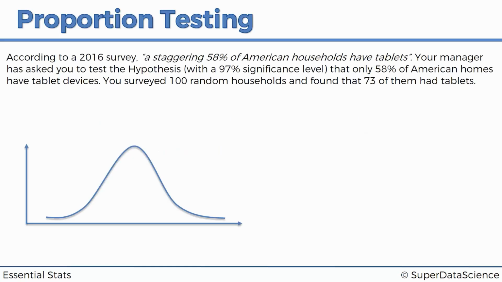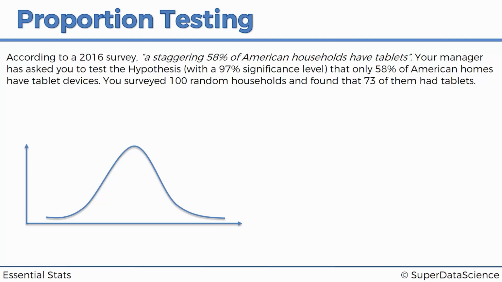A new business challenge again. According to a 2016 survey, a staggering 58% of American households have tablets. Your manager has asked you to test the hypothesis with a 97% significance level that only 58% of American homes have tablet devices. You surveyed 100 random households and found that 73 of them had tablets. So, what have we got going on here?